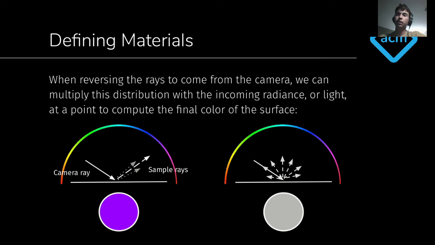Basically, to get an idea of how to shade this point on a surface, assuming it's a white surface or something, what we can do is multiply this distribution function with the incoming radiance around the scene.